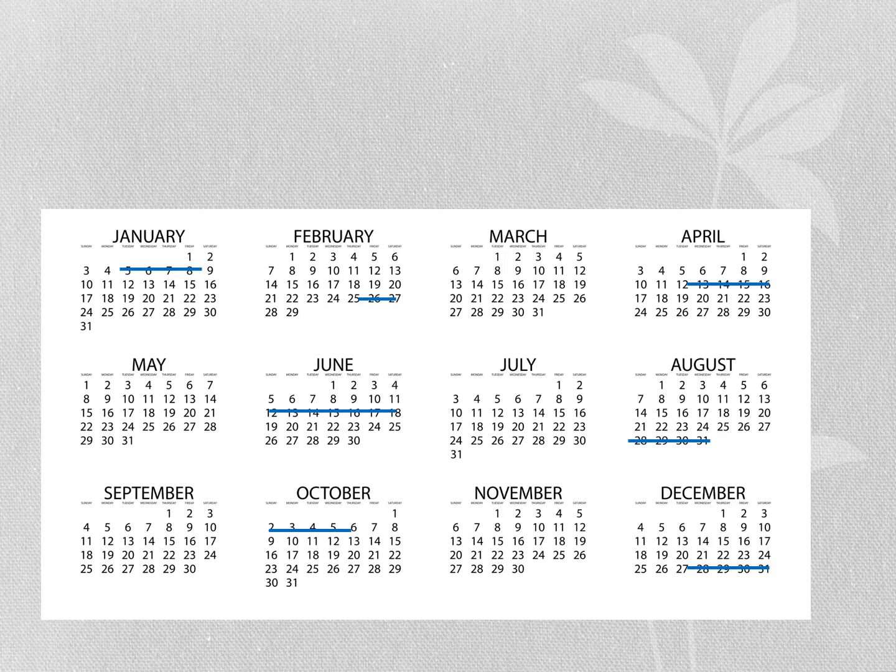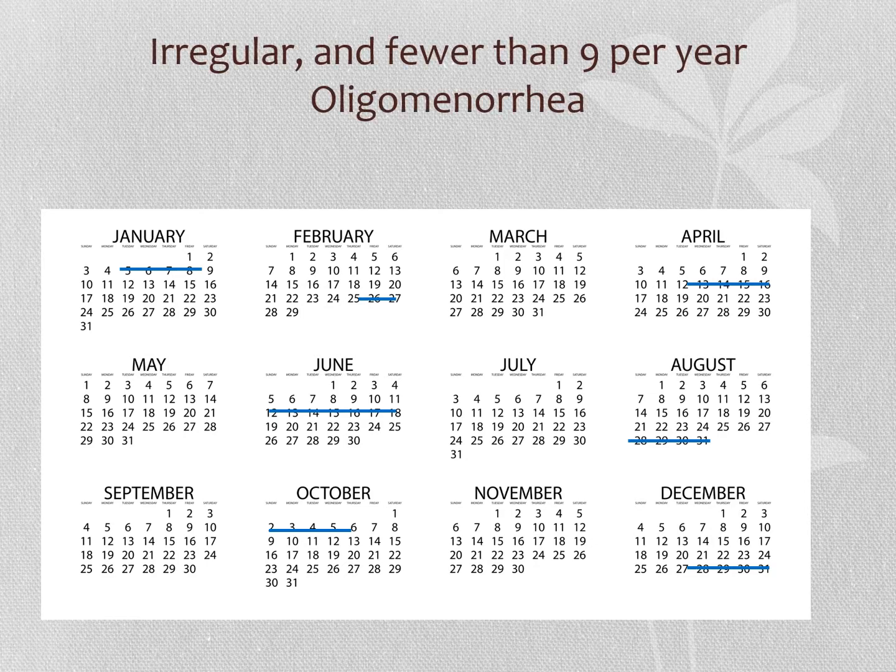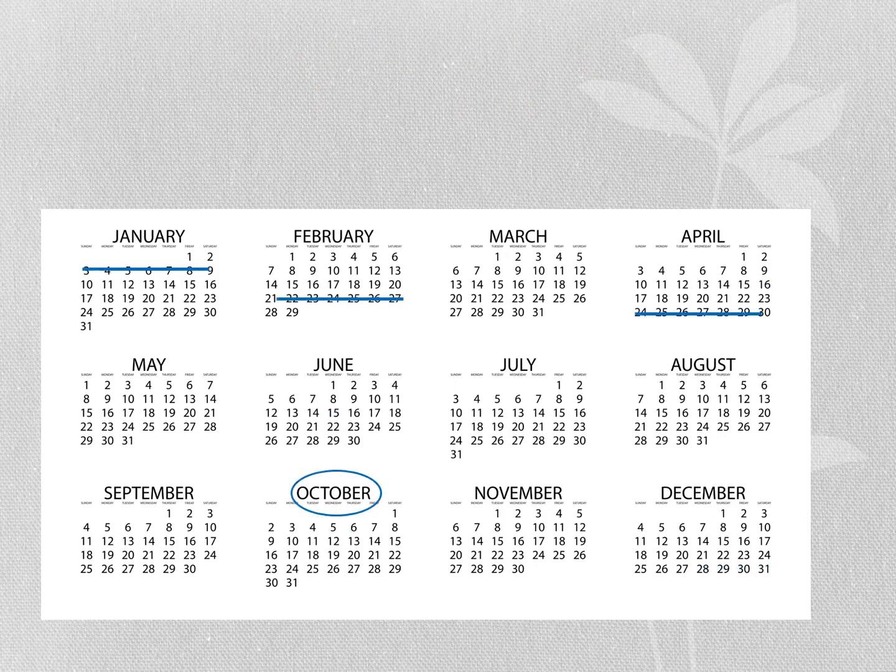Here's a different calendar. This person had a period on January 5th, and then didn't get another one until February 25th, right? So 1, 2, 3, 4, 5, 6, more than 7 weeks later. And then the next one was April 12th. And then there was one in June and one in August and one in October, right? So they're kind of going every other month. And you'll see that it's not consistent, the number of weeks in between each one. So this is irregular, and they've had fewer than 9 periods in this entire calendar year. So this is oligomenorrhea, few periods. Something is wrong.